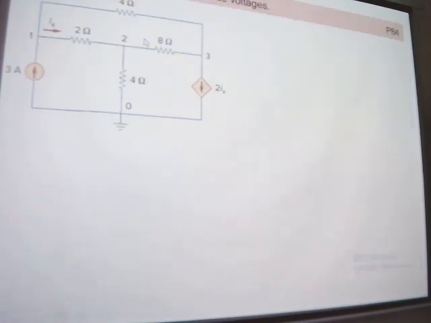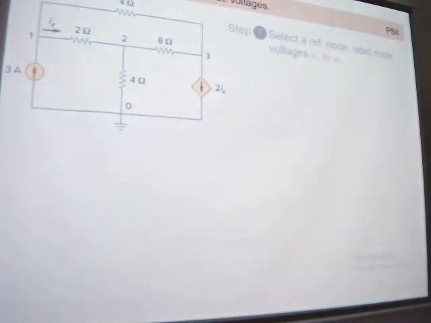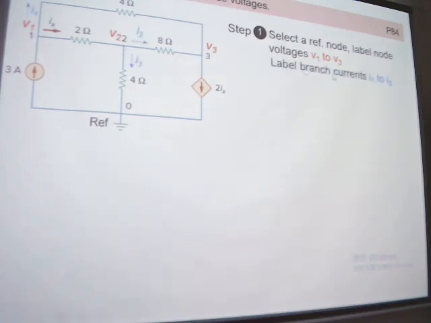Okay, now we're going to see some examples to become familiar with this one. What is this? It's a current controlled current source, right? It is our case 1, is it? Okay, so follow the steps. First one, select the reference node, this one, right? And label the node voltages V1, V2 and V3. Clear? And then we label the branch currents I1 to I3 because we have 3 branches here. Actually we have 4, but okay.